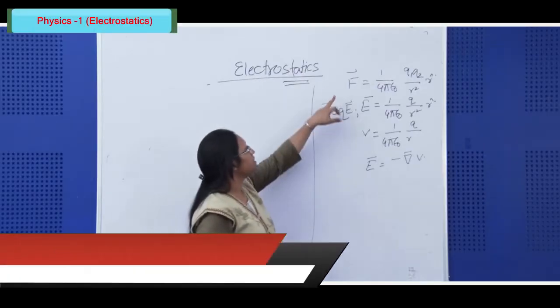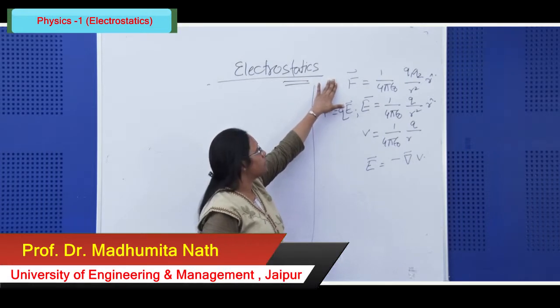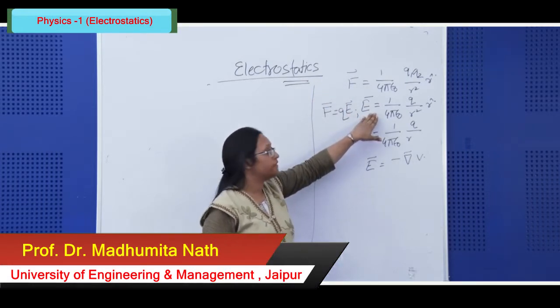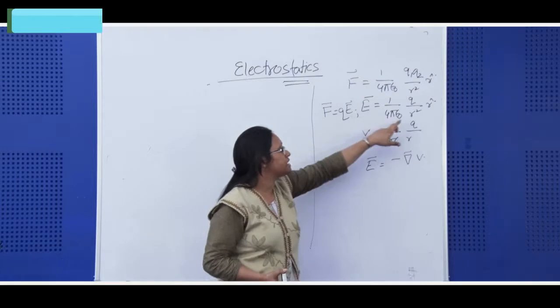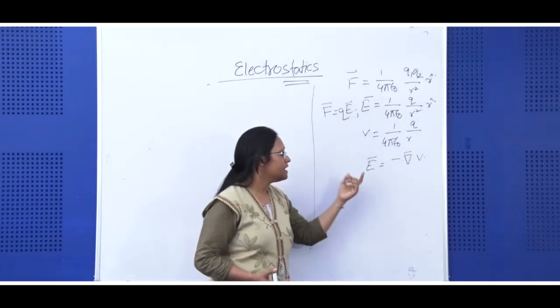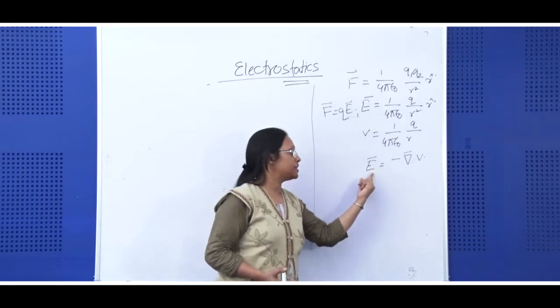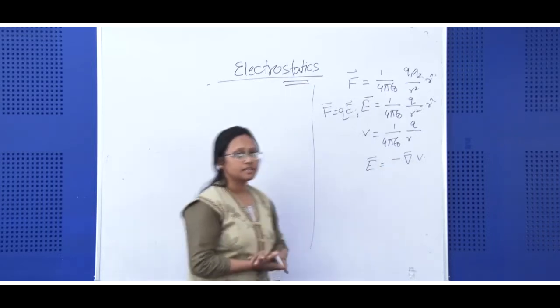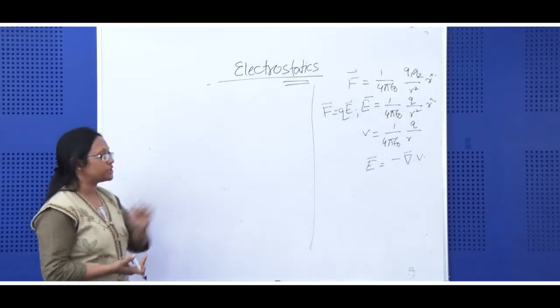In our previous lecture we saw that this was the Coulomb force, this was the electric field intensity at any point which has the position vector r, this was the electric potential, and we have seen that we can express the electric field as the negative gradient of the electric potential.